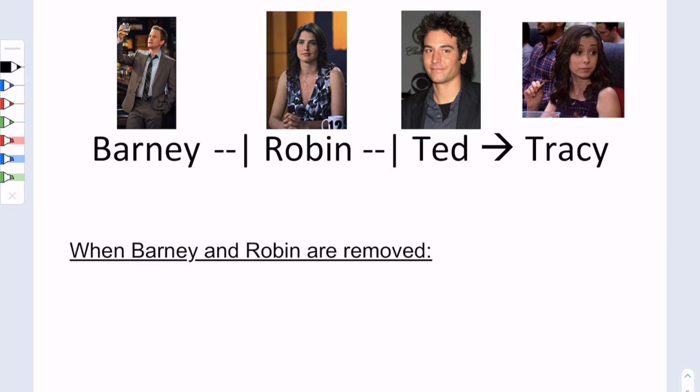When both Barney and Robin are removed, neither of these genes are here. Therefore, Ted will marry Tracy because Ted is not inhibited by Robin.